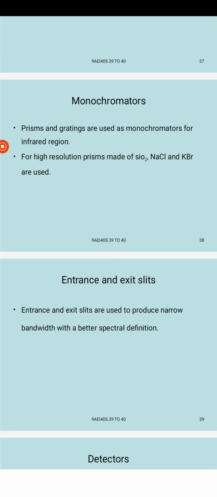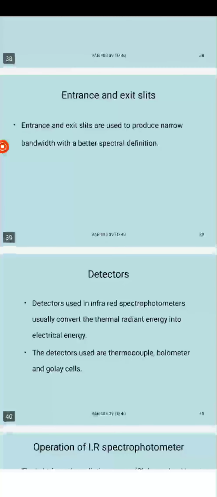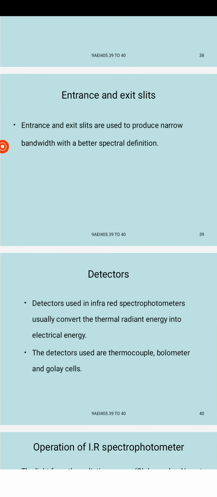Monochromator. Prism and grating monochromators are used for the infrared region. For high resolution, prisms made of silicon dioxide, sodium chloride, and potassium bromide are used. Entrance and exit slits are used to produce a narrow bandwidth with a better spectral definition.